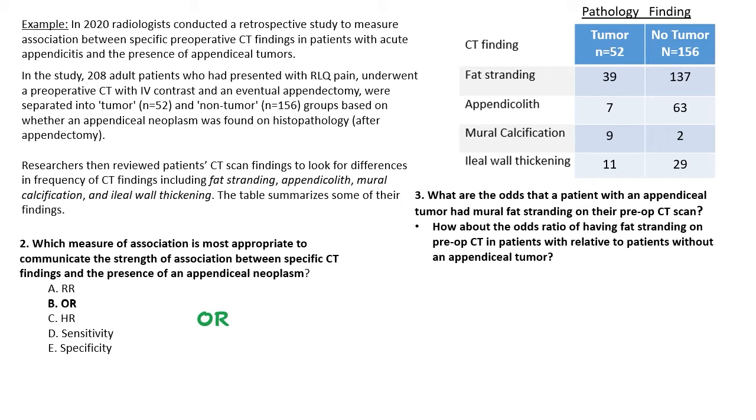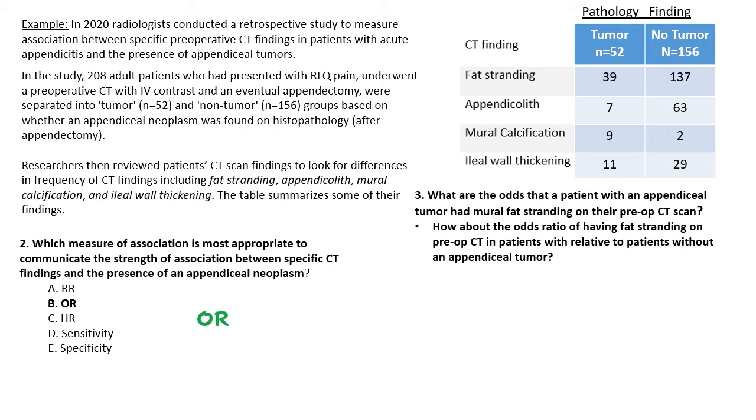Hazard ratio is used for survival studies, while risk ratio can be used for cohort studies and clinical trials. Although sensitivity and specificity are terms used to describe imaging modalities like CT scan, the information given in the description of this study details a search for which CT scan findings have significant associations with appendiceal tumors. And since specificity and sensitivity are not measures of association, they cannot be used for this purpose. Interestingly, however, the authors did use their findings to create a diagnostic scoring system, which they then described using sensitivity and specificity. But we'll talk more about this in another video.